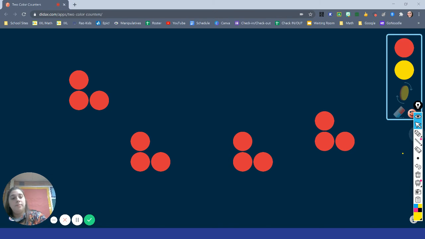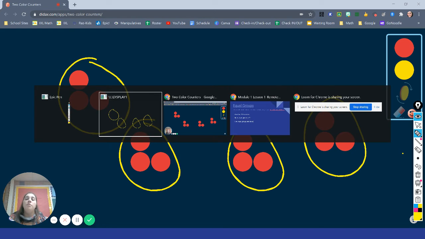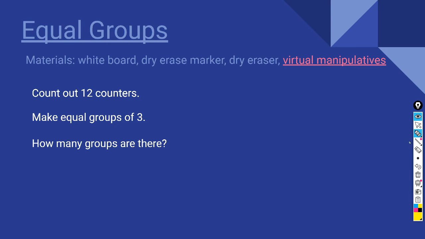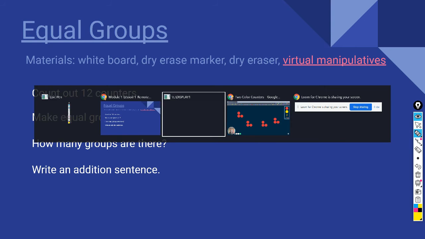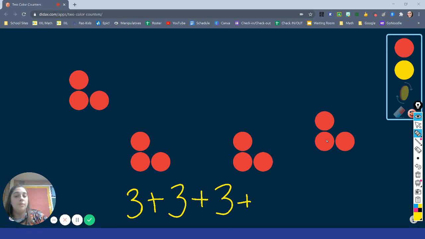1, 2, 3, 4. We have 4 equal groups. Write an addition sentence. Okay, well, we have 3 plus this group, which is 3, plus this group, which is 3, plus this last group of 3. Go ahead and write that addition sentence on your whiteboard and solve.